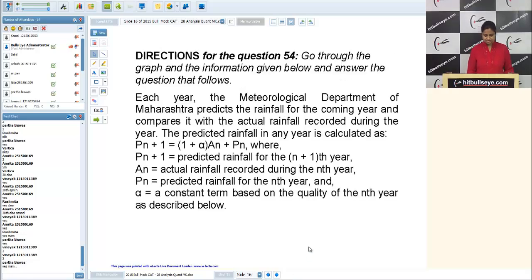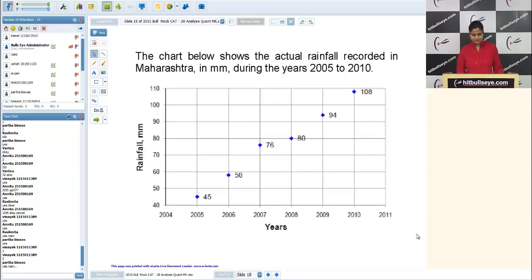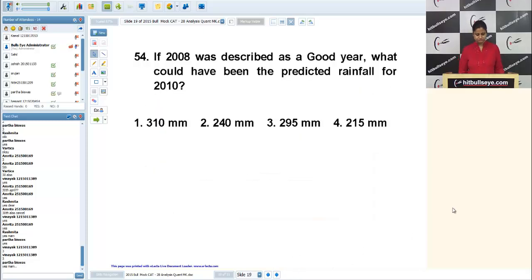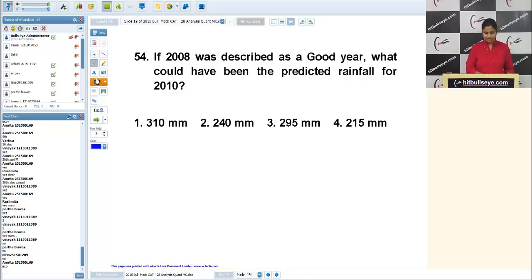So I'm skipping all the questions of the previous set. Now coming to question number 54, again calculation work. Any problem in this question? Whenever you have a problem, please write explain. Question number 54. Okay, Amrita, let us see. If 2008 was described as a good year, what could have been the predicted rainfall for 2010? See, from 2008, we'll go to 2009 because a recurring relation is given.